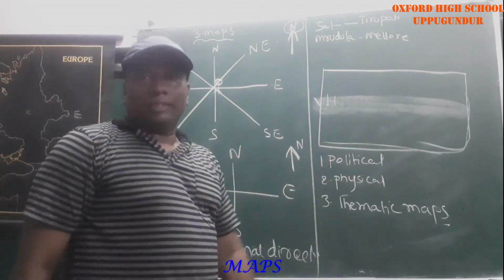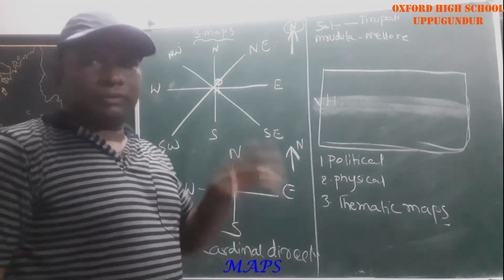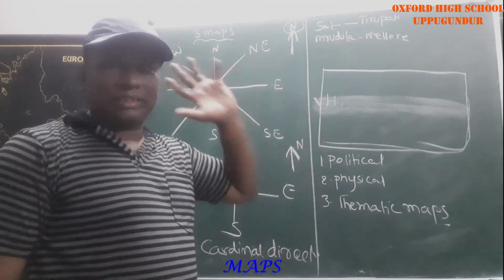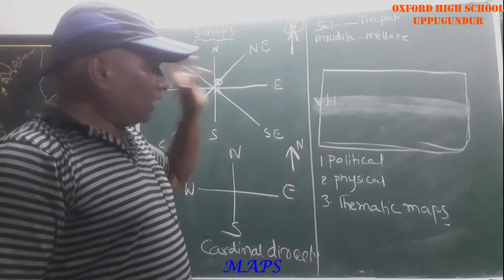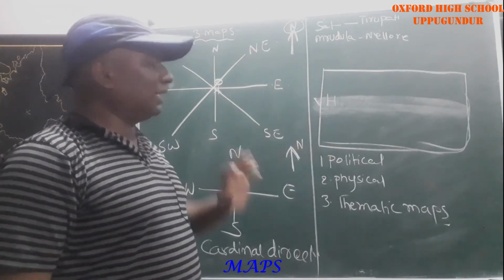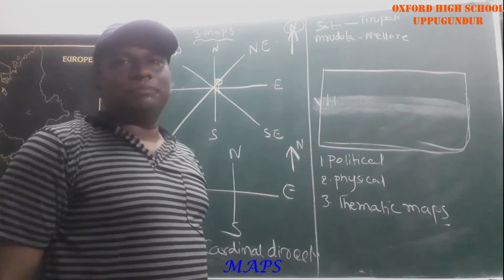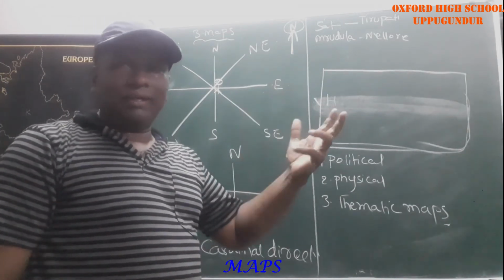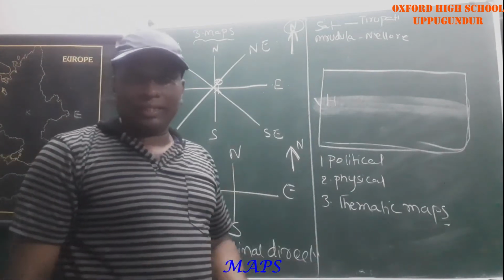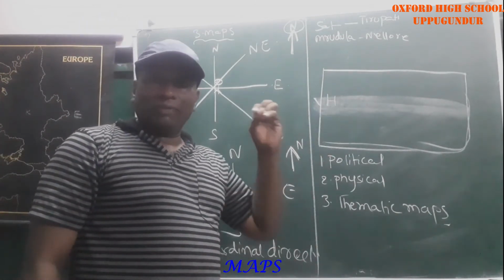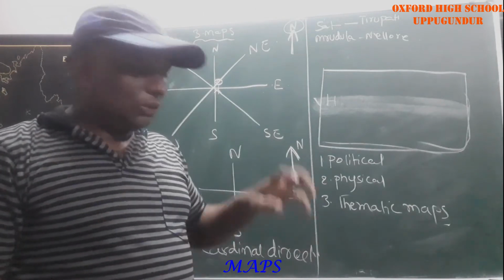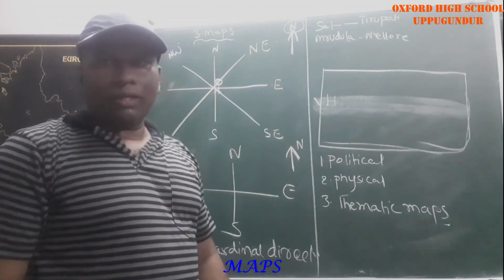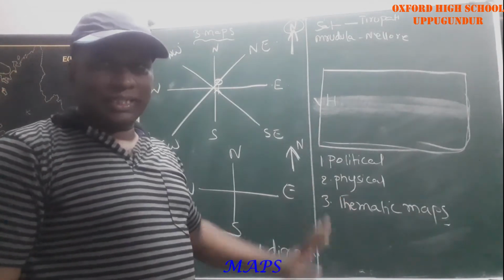Political maps give you information about countries, states, districts. If you want such information, we are able to find it through political maps. Physical maps show the nature of the terrain. Okay? Here is where plateaus are located, where plains are located, and where mountains are located. Such kind of information we will get from the physical map. I explained this data to you earlier.